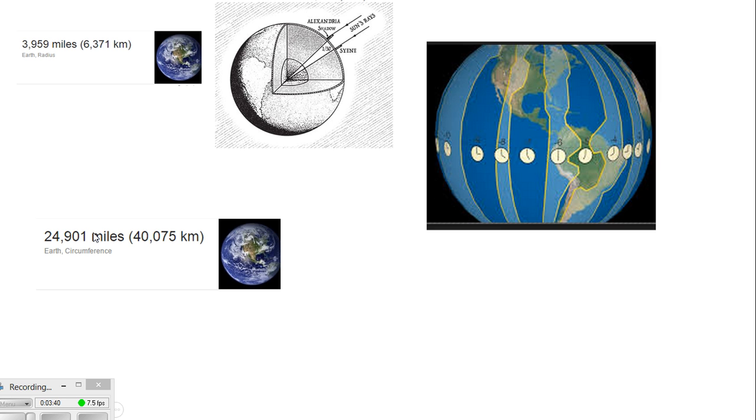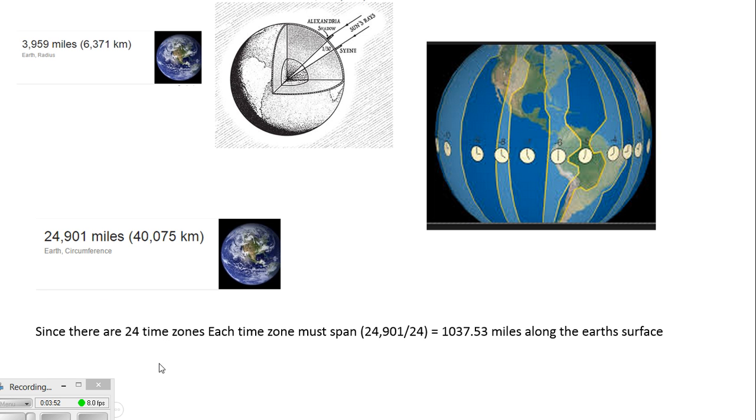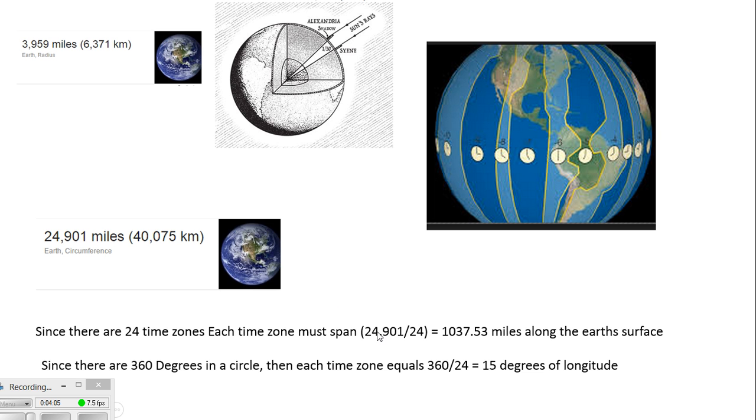Now, we all know that the Earth is divided into time zones. Because we have what's called the International Date Line, where we go from one day to the next, we figure there are 24 time zones. If those 24 time zones are spaced fairly equally about the circumference of the Earth, we're going to say that if we take that circumference of the Earth divided by the time zones, we get roughly 1,037 miles per time zone.